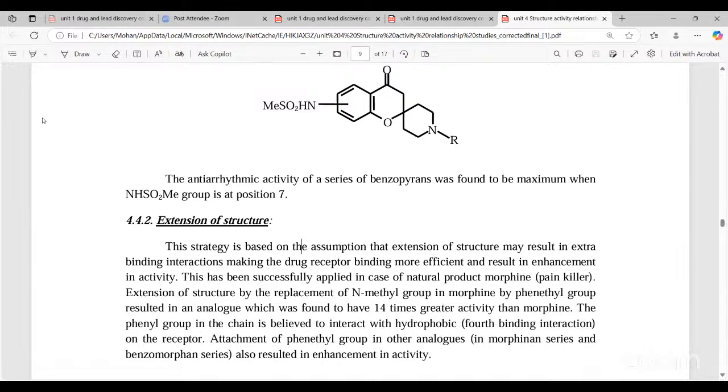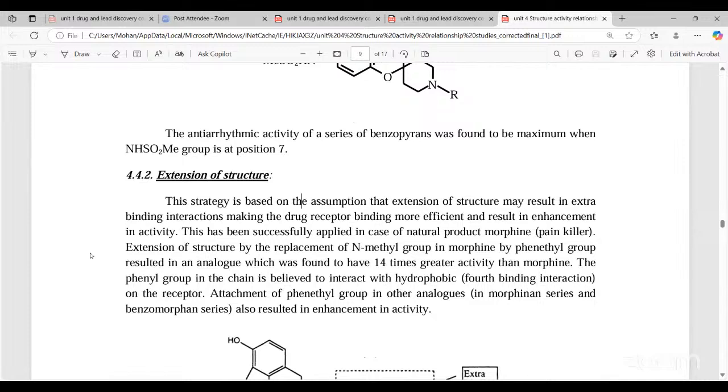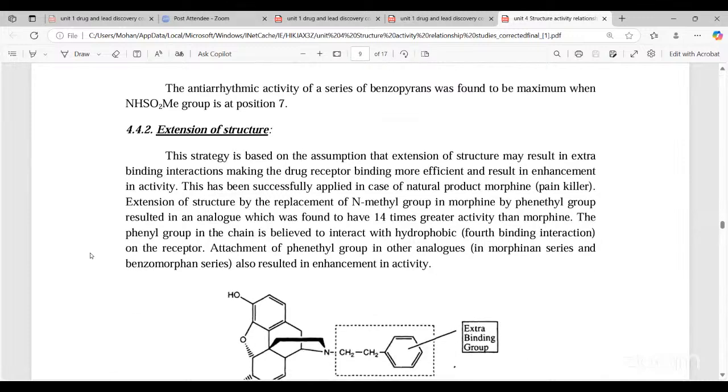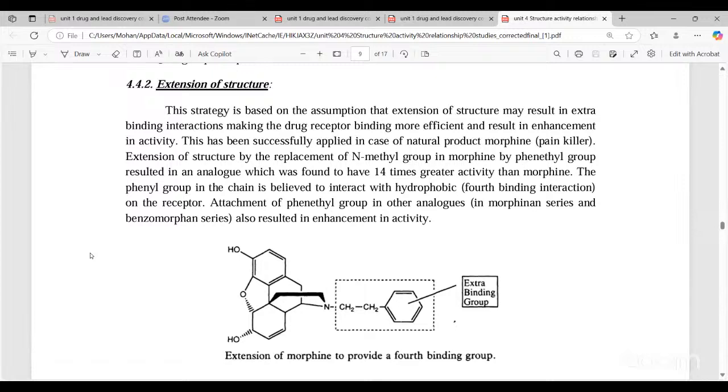In the case of natural products like morphine, a painkiller, there is extension of structure by replacement of the N-methyl group in morphine with a phenylethyl group, resulting in an analog found to have 14 times greater activity than morphine. The phenyl group in the chain is believed to have a hydrophobic interaction with the receptor. Attachment of a phenylethyl group in other analogs also results in enhancement of activity.